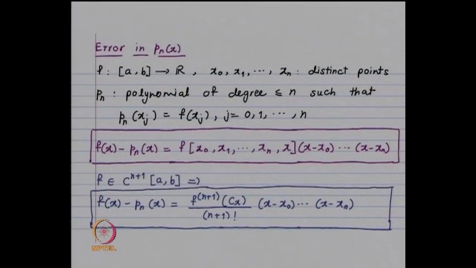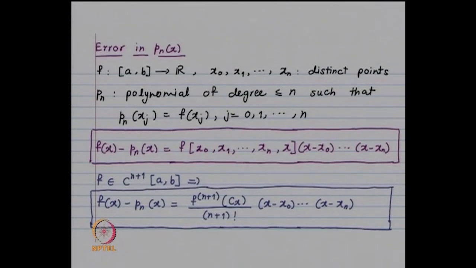The error consists of two parts. It consists of the divided difference f[x_0, x_1, ..., x_n, x], which, if the function is n plus 1 times differentiable, is equal to the (n plus 1)th derivative evaluated at some point c, divided by (n plus 1) factorial. That point c is going to depend on x. It also depends on x_0, x_1, ..., x_n, but these are fixed and x varies over the interval [a, b]. So this is one part, and the other part is the function w(x), that is (x minus x_0)(x minus x_1)...(x minus x_n).